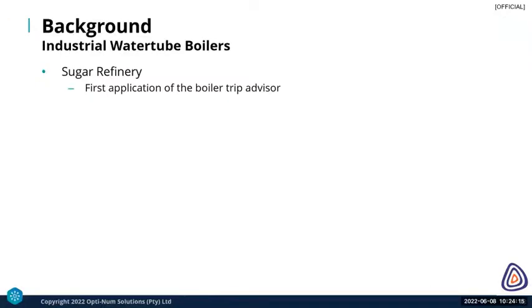So moving on to the industrial water tube boiler application. The application of these boilers, for this particular one, was on a sugar refinery, and this was the first one that we've rolled out.